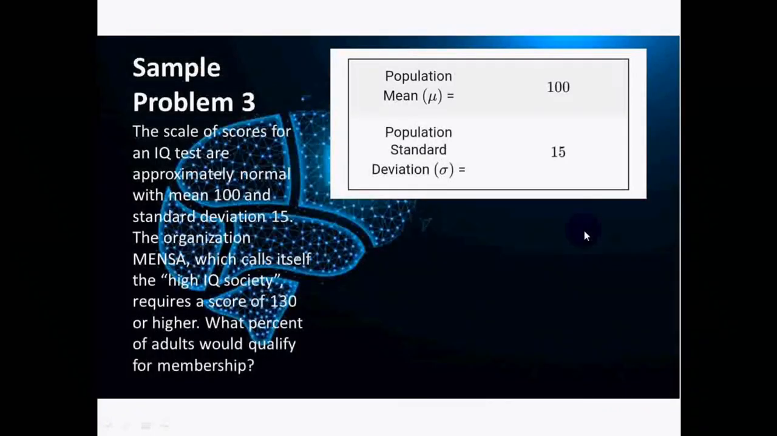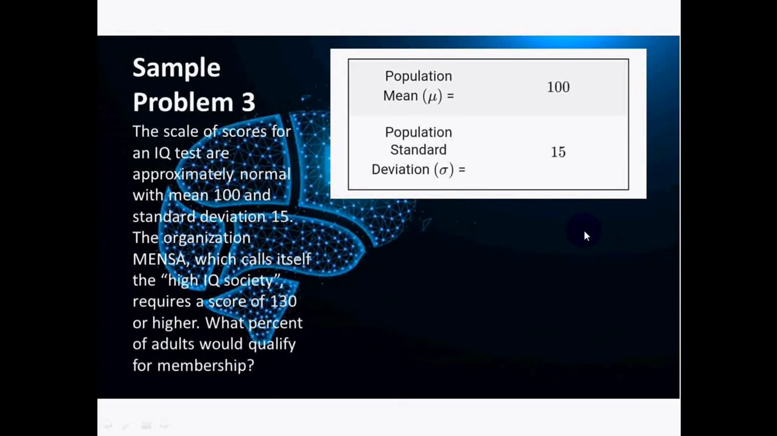Okay, we have another problem here. This is about scores for an IQ test. So the scale of scores for an IQ test are approximately normal with mean 100 and standard deviation 15. So the organization Mensa, which calls itself the High IQ Society, requires a score of 130 or higher. So what percent of adults would qualify for membership?